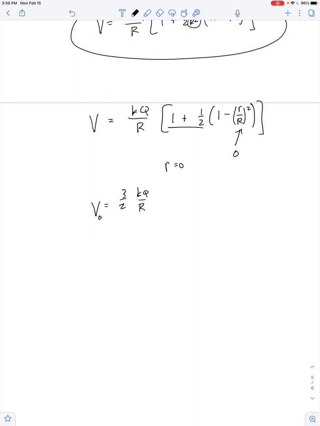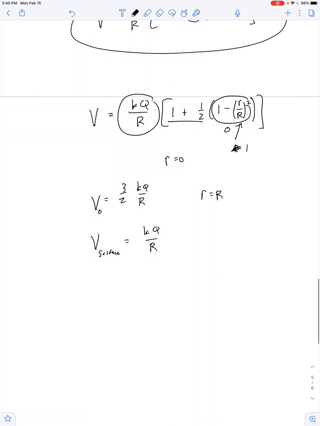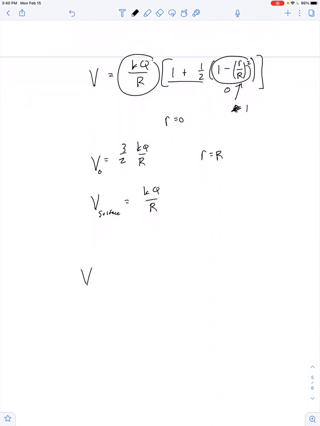Oh, and if r equals capital R, if we're at the surface, then this term, instead of going to 0, goes to 1, and then 1 minus 1, that whole part goes to 0, and so we just get V equals KQ over R. So V at the surface is KQ over R. So it seems to agree with our expectation. So let's write that out one last time. V equals KQ over R times 1 plus 1/2 the quantity 1 minus lowercase r over capital R, squared.